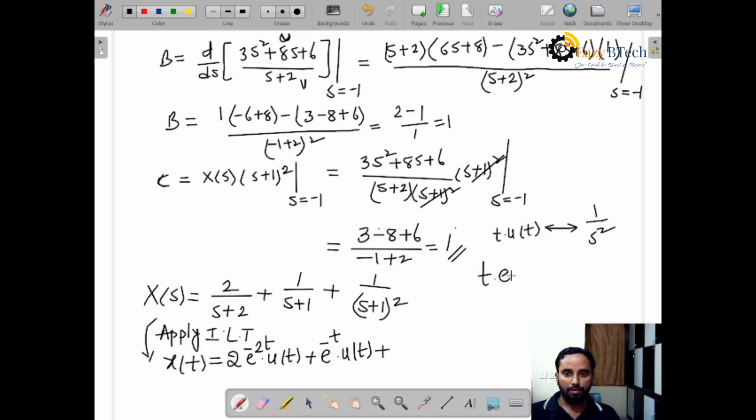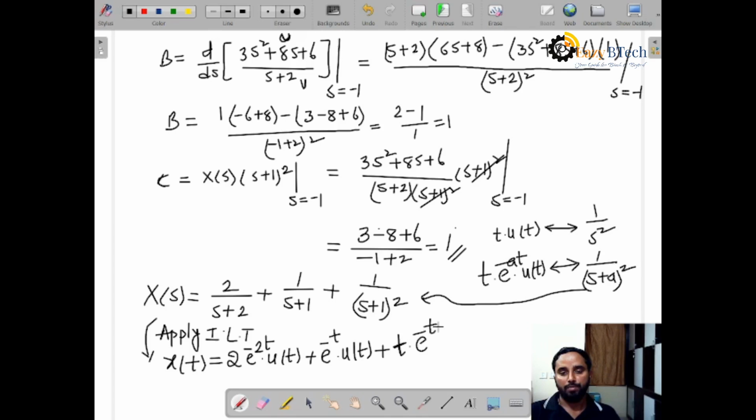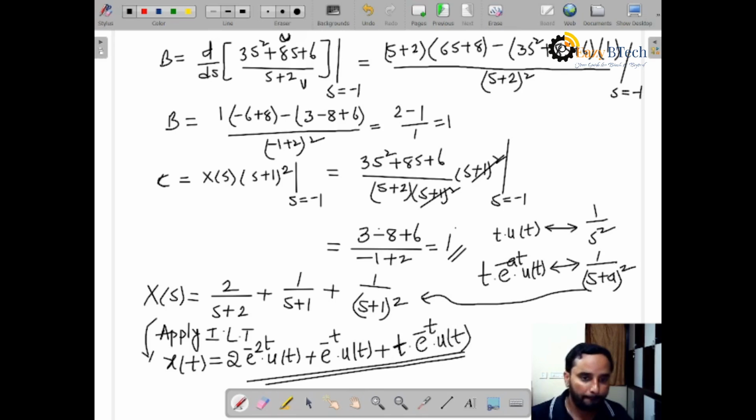Now t into e power minus at u of t. Whenever you are multiplying by e power minus at, s will become s plus a. So 1 by (s plus a) whole square. So in the same format we have now 1 by (s plus 1) whole square. So it will become t into e power minus t u of t. So this is the result. Okay, this is the result we get.